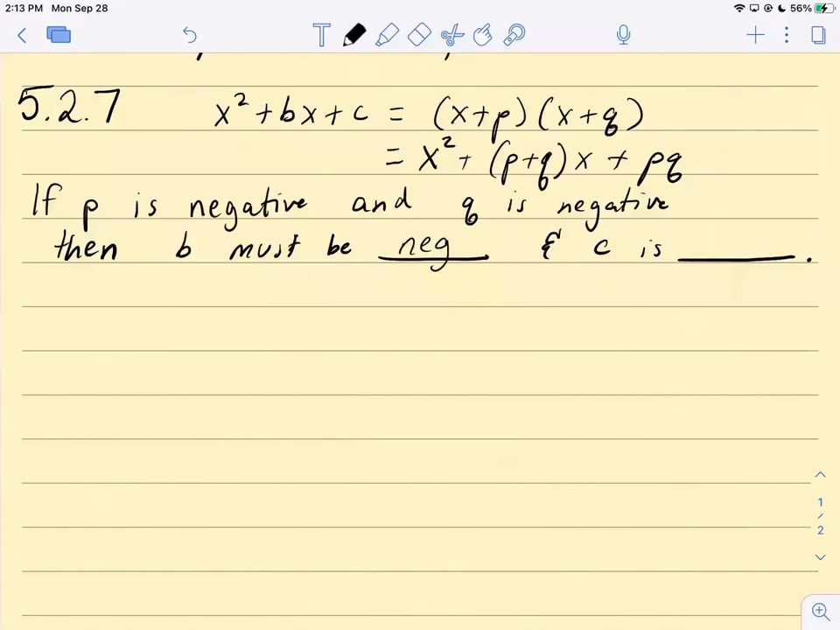And then how about, Mason, how about c? What does that tell us about c? That tells us that c is positive because if you multiply two negatives together, you get a positive. Perfect, perfect.